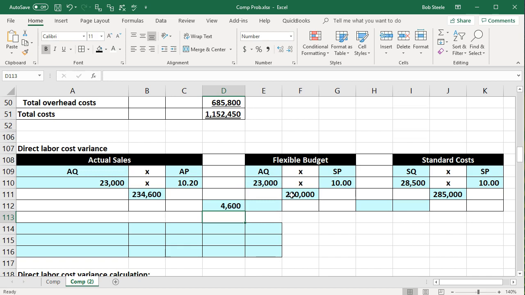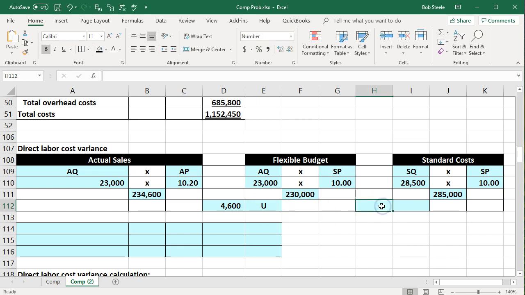Now again, we could say, well, is that good or bad? Note what was held constant. This one was held constant. Therefore, we're concentrating on the actual price versus the standard price. The actual price was higher than the standard price, or what actually happened is higher than what was budgeted to happen, and that's not good. So we're going to say that's unfavorable.